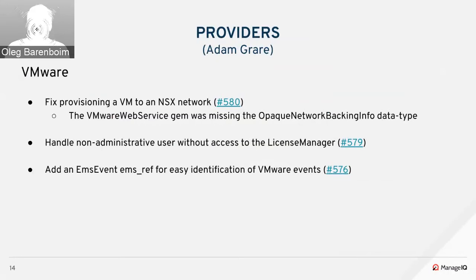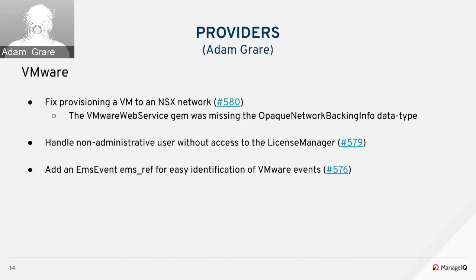Thanks, Oleg. For VMware this sprint, we fixed an issue provisioning a VM to an NSX network. There was an issue with a missing data type that represents the backing for the network interface card, pointing to that opaque network. So when you selected an opaque network for provisioning, it would go through and provision the VM, but it would fail to find that type. So we added that to the gem and bumped the gem dependency for the provider. So now you're able to successfully provision a VM to an NSX network.